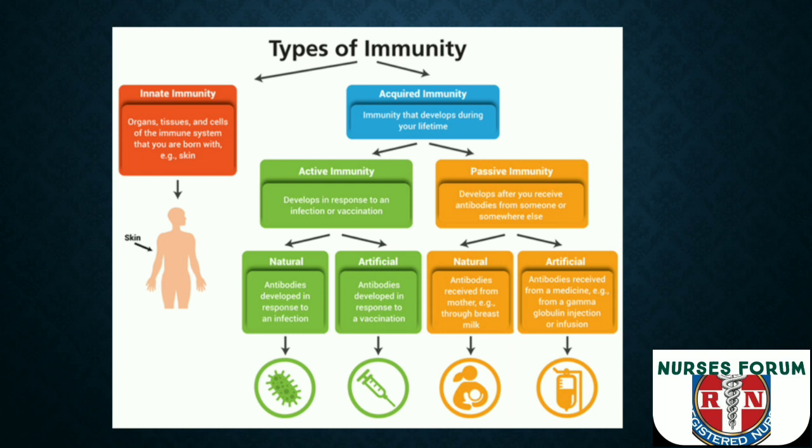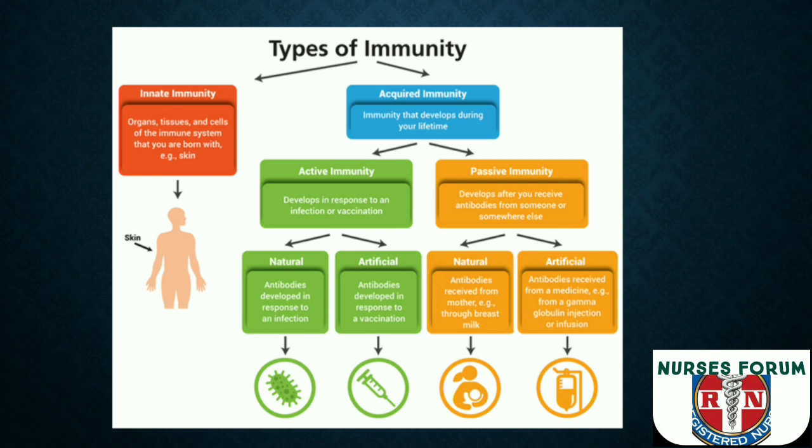For example, an individual is getting infection with chickenpox. After getting the infection, the body itself makes antibodies to that infection, so he will get a lifelong immunity. It is called natural active immunity. Let us see the artificial active immunity. In the artificial active immunity, antibodies develop in response to a vaccination. For example, we are giving an oral polio vaccine or a measles vaccination and we are introducing an antigen to the body, so the body itself is making antibodies to a particular antigen. It is called artificial active immunity.